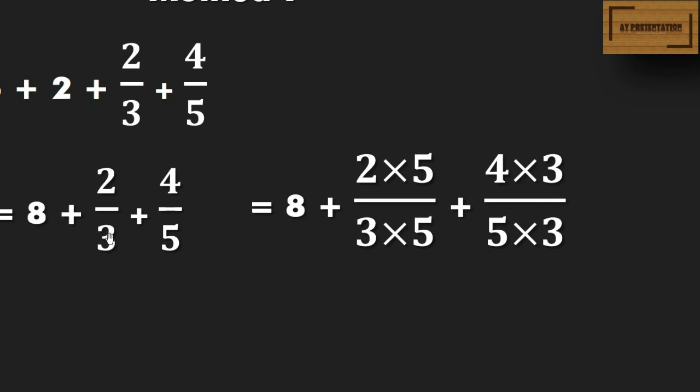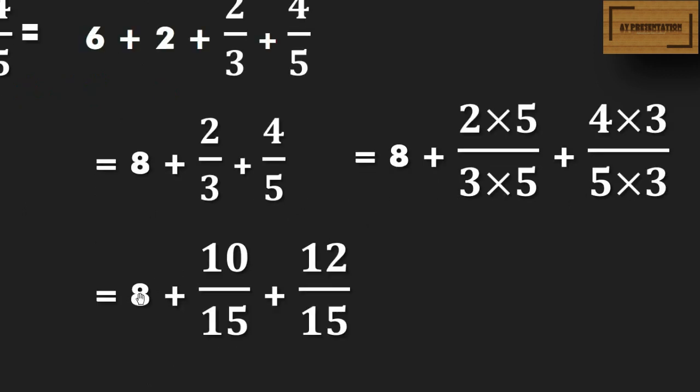Here the opposite fraction's denominator is 3, so we use 3 here. 4 multiplied by 3 and 5 multiplied by 3. So 8 right here as it is, plus 2 multiplied by 5, that is 10, and 3 multiplied by 5, that is 15, plus 4 multiplied by 3, 4 3s are 12, and 5 3s are 15.